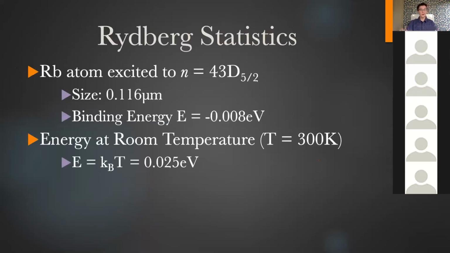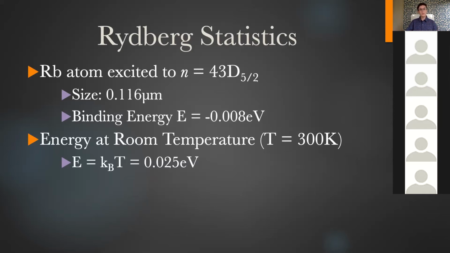So you may be wondering, okay, so I've learned a little bit about these highly excited atoms, but I was told that the talk would be about lasers. How are these things connected? Don't worry, they are. When we excite a Rydberg atom up to the n equals 43d5½ state, the size of that atom is 0.116 microns. In addition, the binding energy is negative 0.008 eV. Now, the binding energy refers to the amount of energy it takes to keep that atom together. What does that mean? That means it takes 0.008 eV to rip off that valence electron, basically destroying that atom.